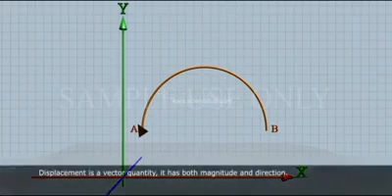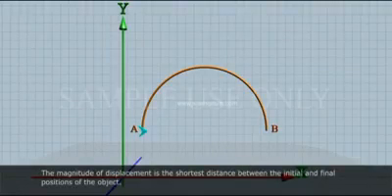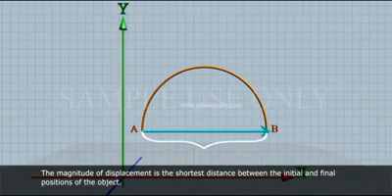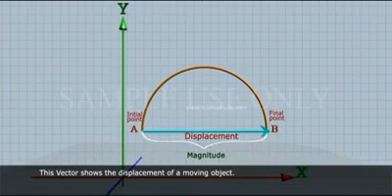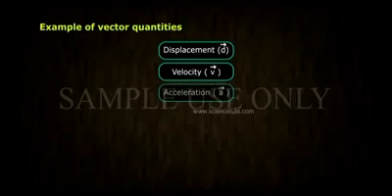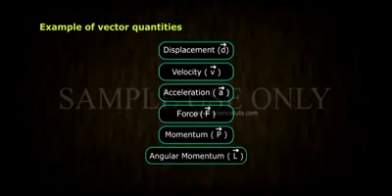Displacement. Displacement is a vector quantity. It has both magnitude and direction. The magnitude of displacement is the shortest distance between the initial and final positions of the object. This vector shows the displacement of a moving object. Examples of vector quantities: displacement, velocity, acceleration, force, momentum, angular momentum, etc.